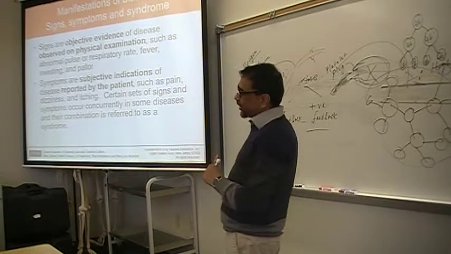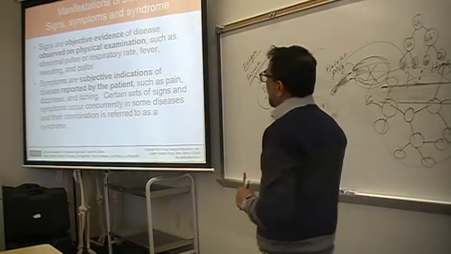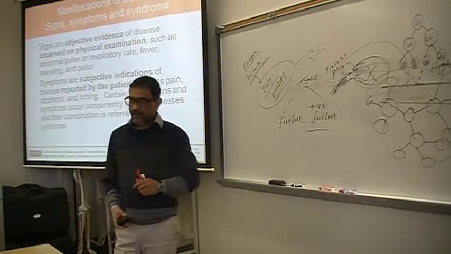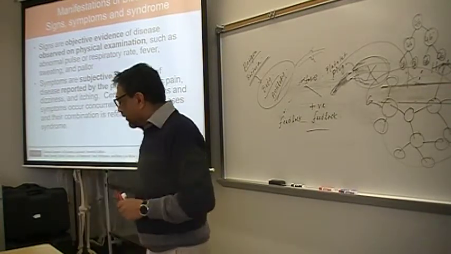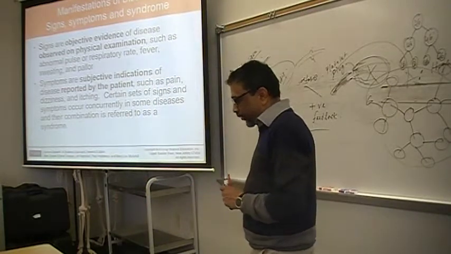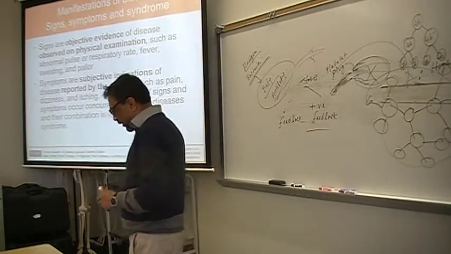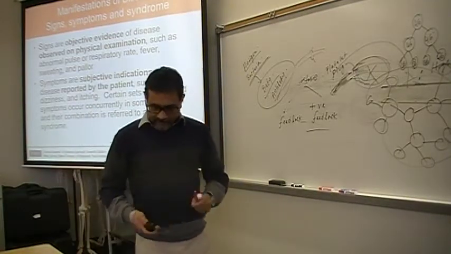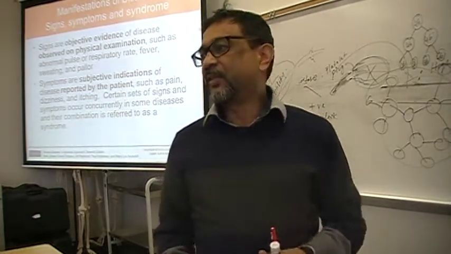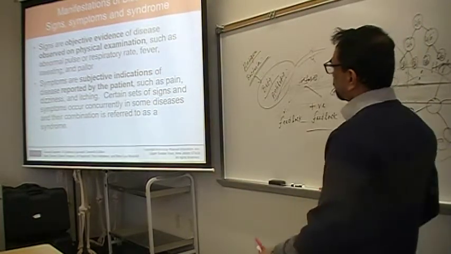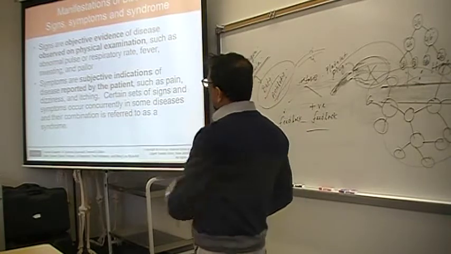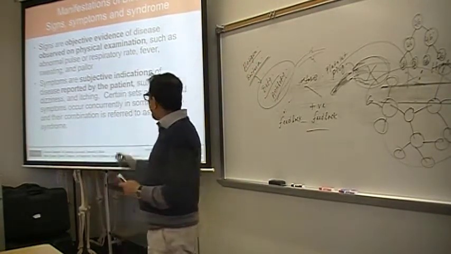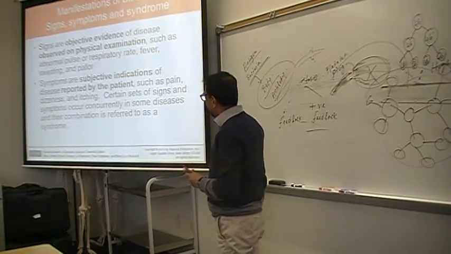Okay, manifestations of diseases include signs, symptoms, and syndrome. Signs and symptoms, we commonly use that term. Although they overlap, there is a distinction between the sign and the symptom. Signs are objective evidence of disease observed on physical examination.